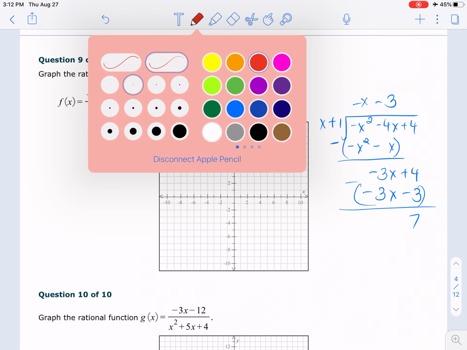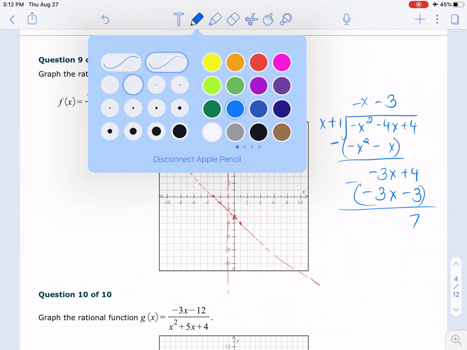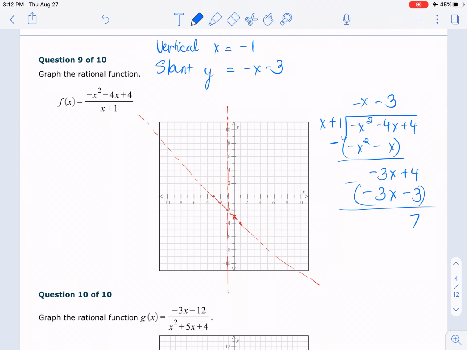So let's draw the asymptote first. For x equals 1, we have the vertical right here. Now for the slant, it's going to be negative 3, and then we go down 1 to the right 1. Okay, so this is my slant asymptote. Now you can definitely try to find the x and the y-intercept, and then you can just choose some point to make a table.